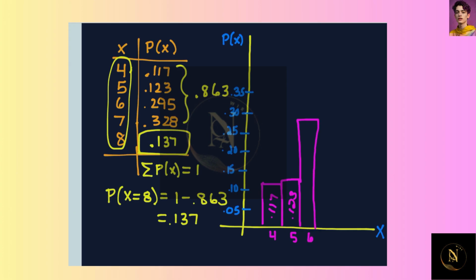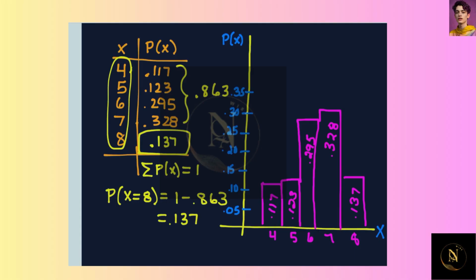For the next one, we're going all the way up here for 6 to 0.295. The next one is 0.328, so we're going a little higher. And the final one is at 0.137, so it's got to be slightly higher than the one at number 5. 0.137.